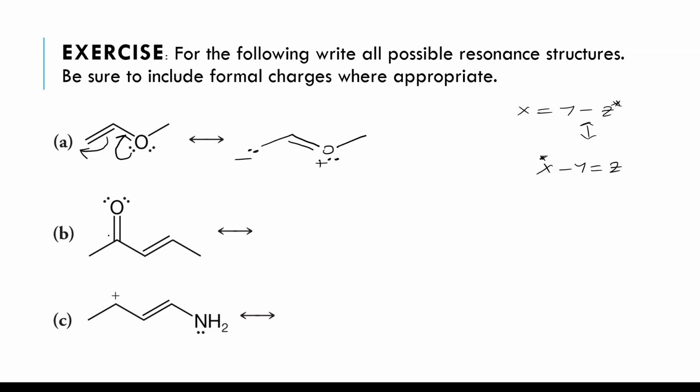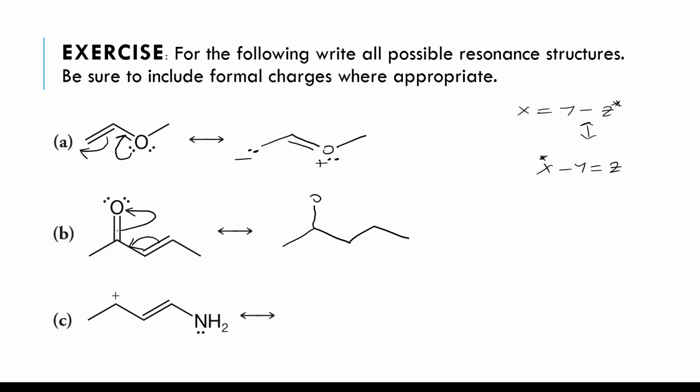Let's move to the next one. Here in the next one we have a pi bond, then a sigma, then a pi bond, and we have a lone pair. So generally we can estimate that the pi bond will move to the next sigma bond, and the pi bond between carbon and oxygen will shift as a lone pair to oxygen, and this will be a plausible resonance form. Let's write.